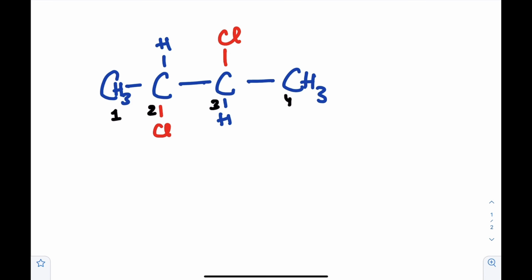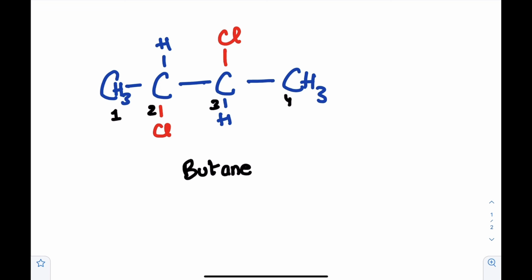So this is 1, 2, 3, 4 carbon atoms. So that is but-. We're going to write that down: that is but-. And because this is an alkane, because I don't see any double bonds, that is going to be butane, isn't it? Now let's think about the substitutions.